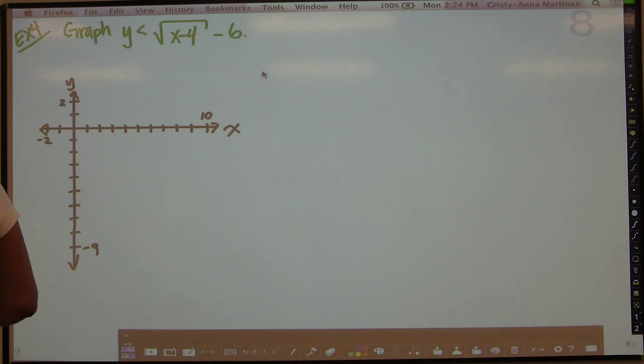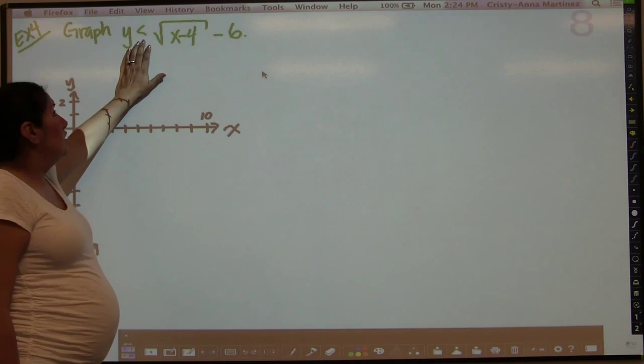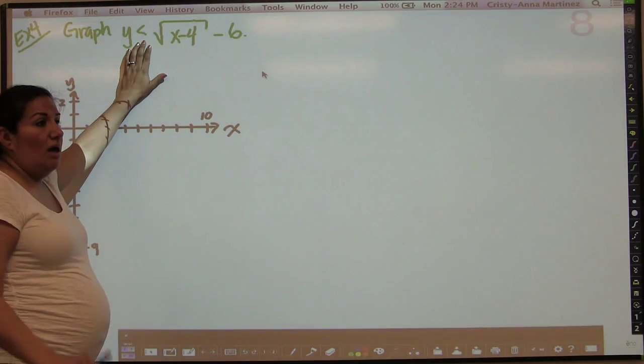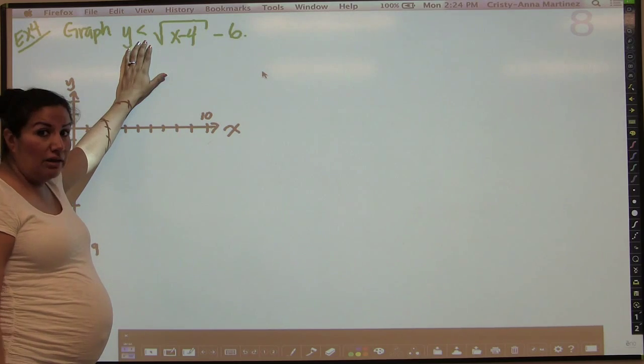And our last example is involving inequalities. So we're still graphing square root functions, but this time we have an inequality. So just remember that as far as the inequality is concerned, a less than means you have to have a dashed boundary curve as opposed to a solid boundary curve.